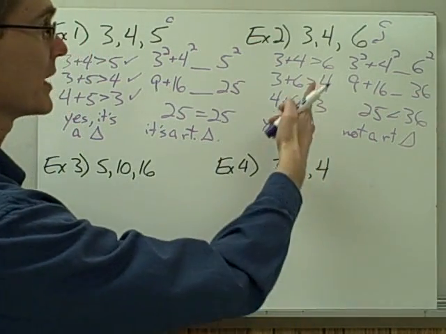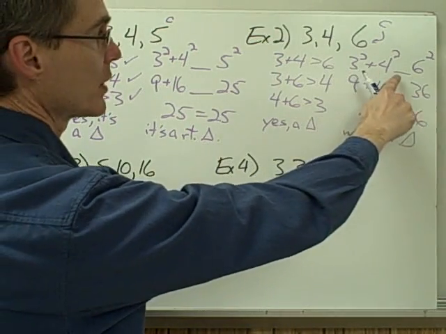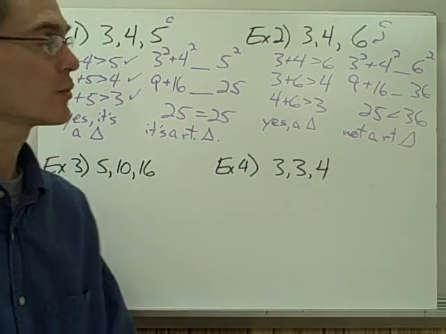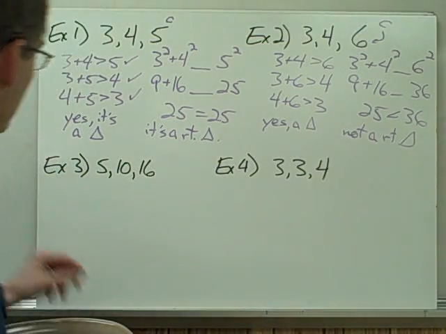We know that if it were a right triangle, then 3 squared plus 4 squared would be equal to the third side squared. So this is not a right triangle.